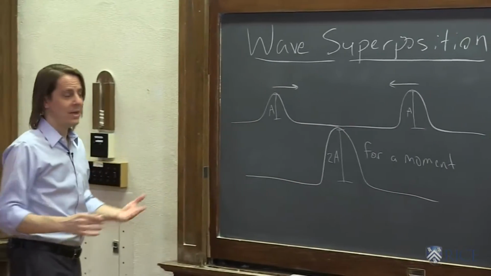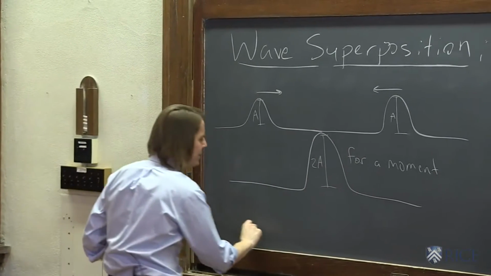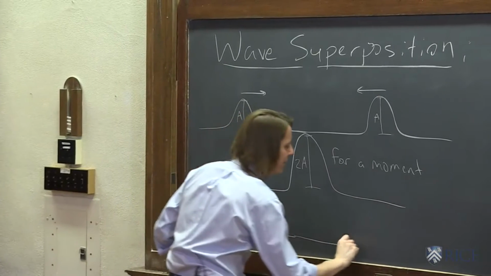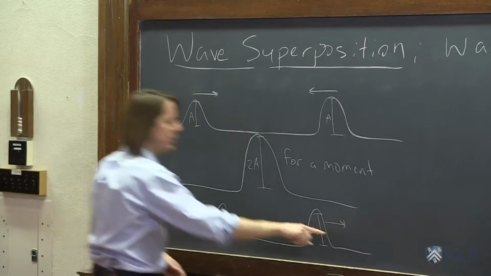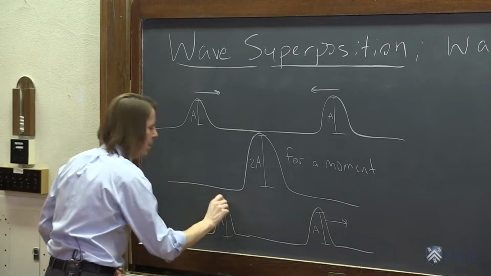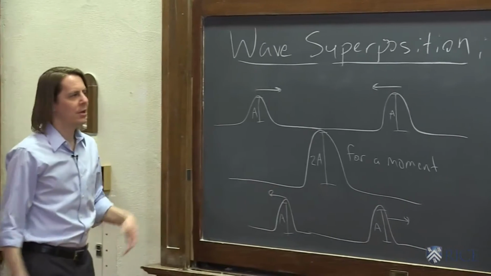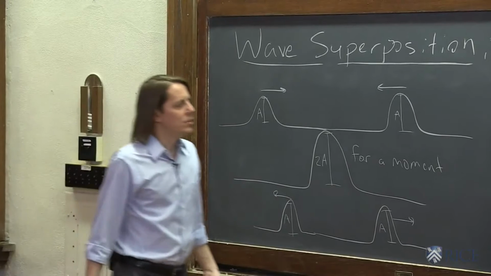And then, if you let time progress and you still just kept adding those two functions, eventually you would have this happening. Back to height A, that original pulse going that way, and this one would be back down to A, that original pulse going that way. The pulses would just move right through each other. You can add them different ways.